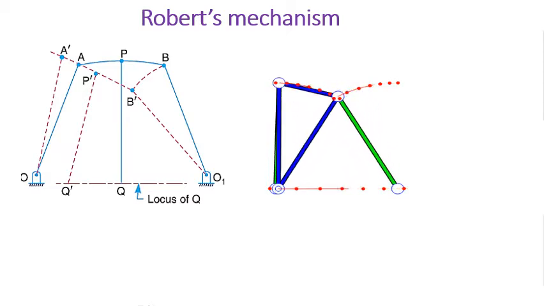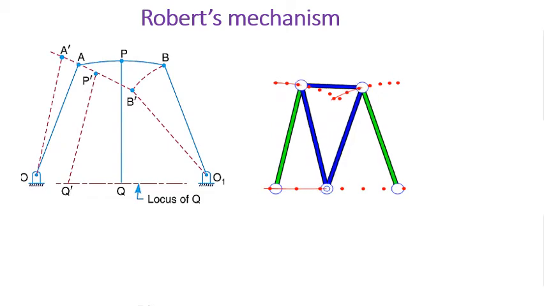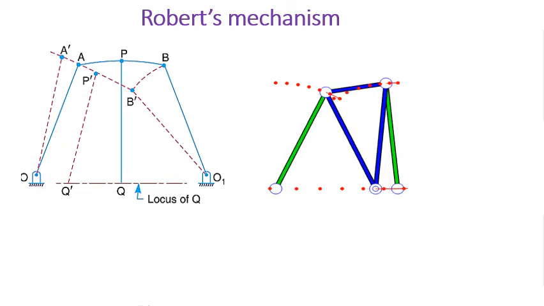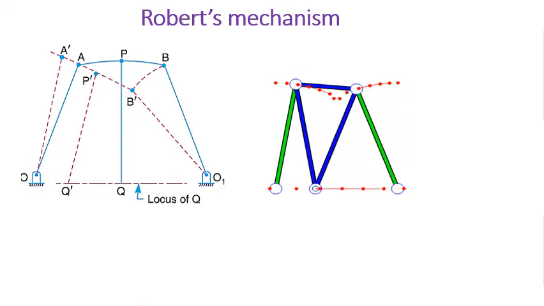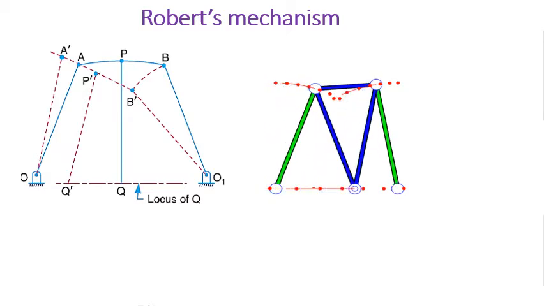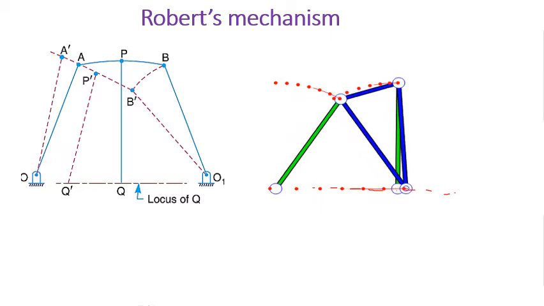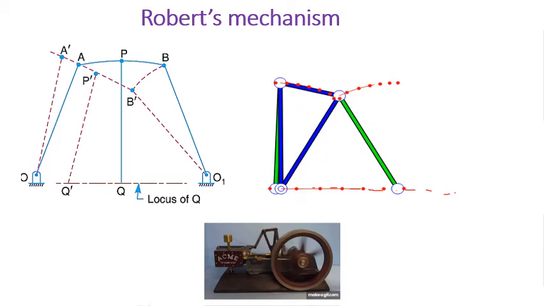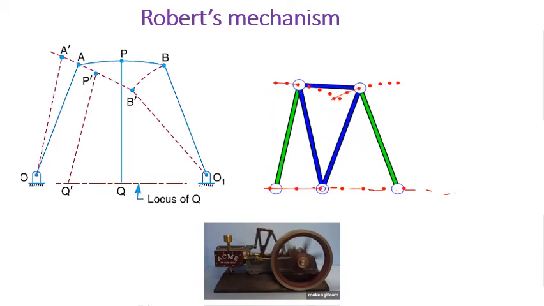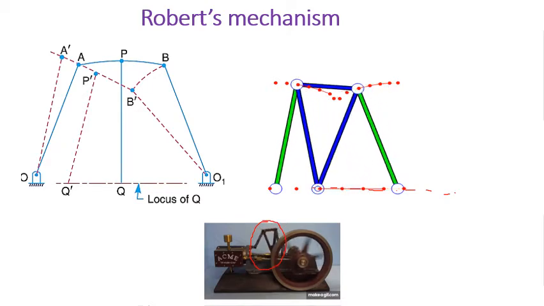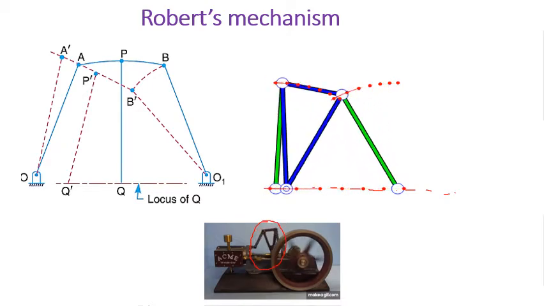So during the motion of links AO2 and BO1, the entire mechanism will move in the right side and left side direction. During its motion, the pointer Q will trace an approximate straight line. In the animation you can see the pointer is tracing approximately straight line motion. One of the applications of this Roberts mechanism you can see in the steam engine, to move the lever. In this portion you can see this Roberts mechanism is used to move the lever.